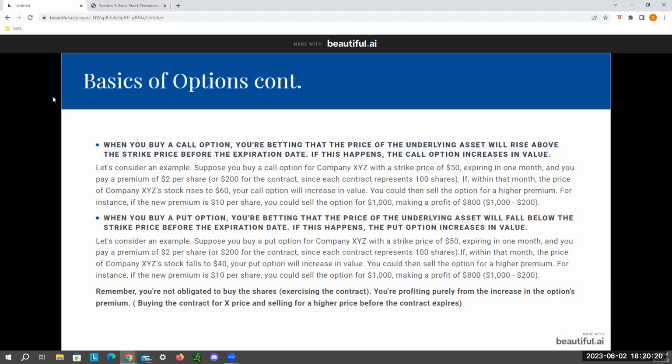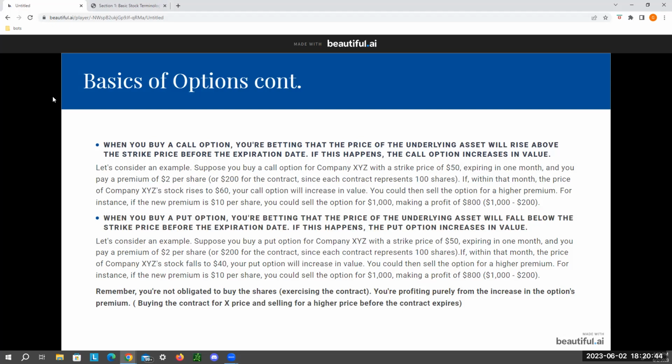Let me restart. Suppose you buy a call option for company XYZ with a strike price of $50, expiring in 1 month, and you pay a premium of $2 per share, or $200 for the contract. By the way, once again, that would look like 2.00 on the options chain, $200 for the contract. If within that month, the price of the company rises to 60, your call option will increase in value.